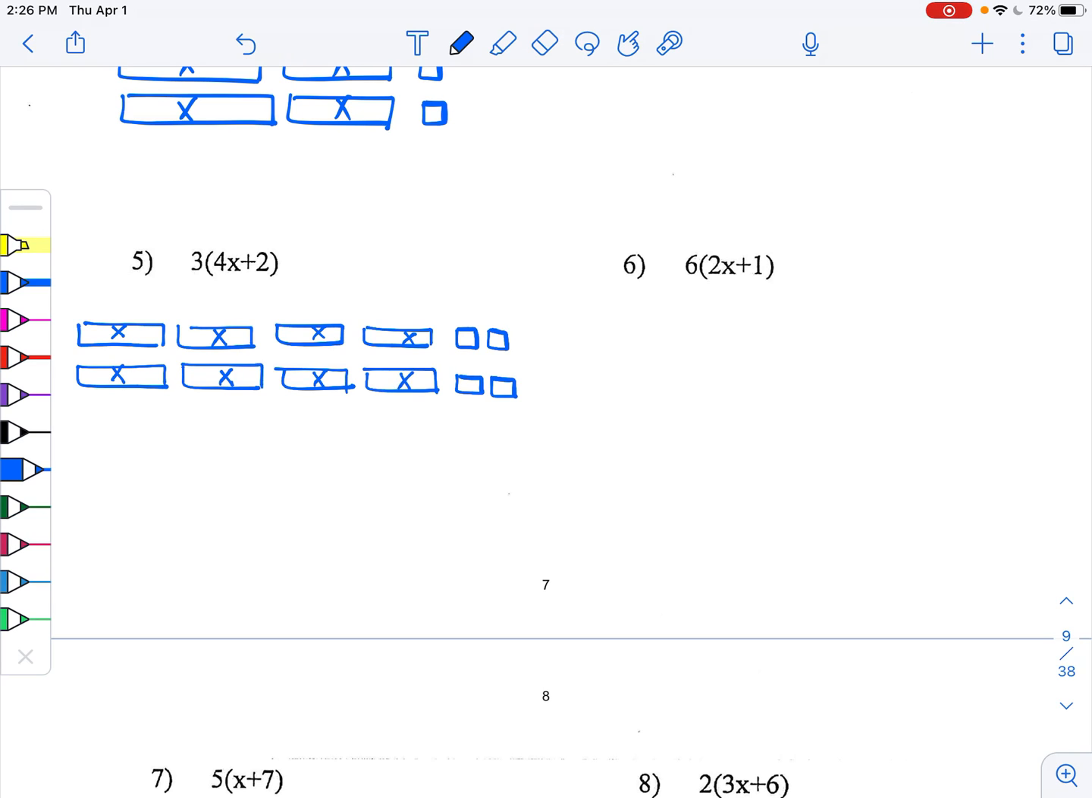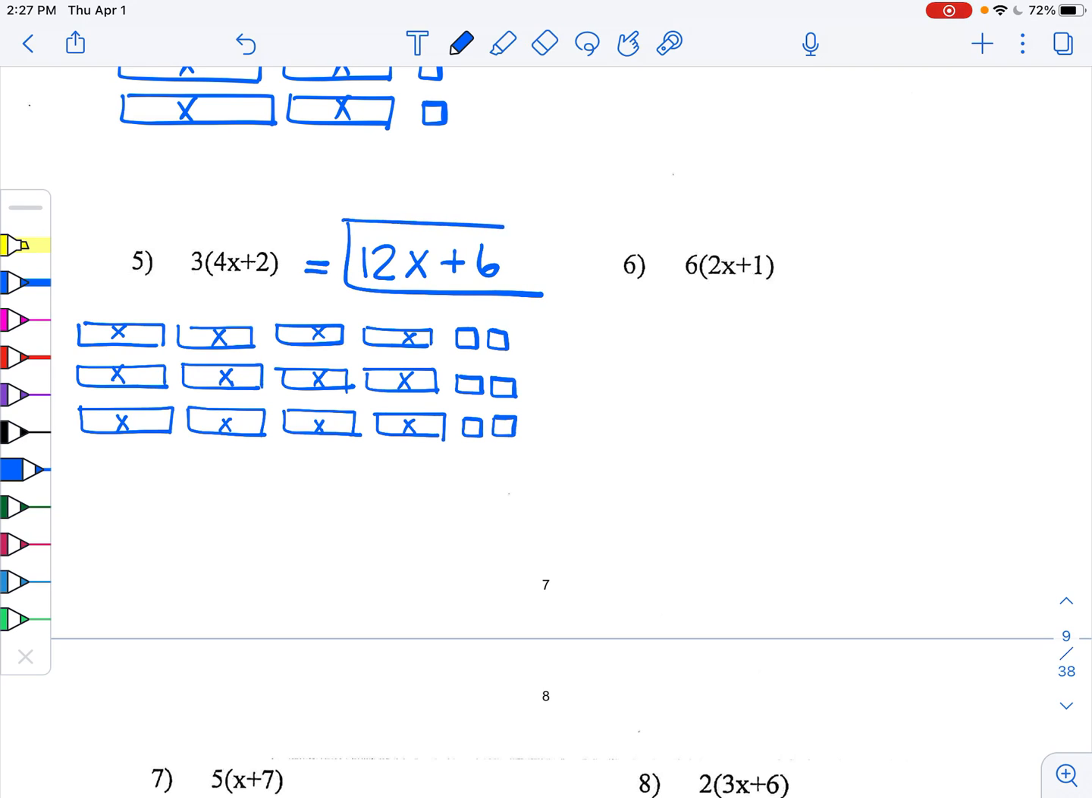And I really recommend, if you understand this, you just pause the video and do it yourself, and then come back and check your answers. That way you don't have to watch the whole video. You can just move to where the final answers are. So as you can see, I have 3 groups of 4x plus 2, and that would simplify to 12x plus 6.